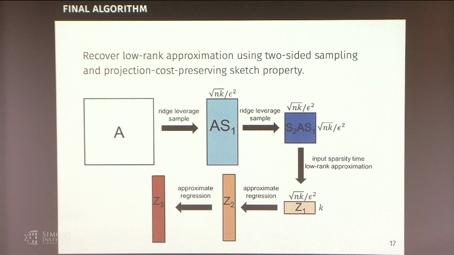First, use, say, an input sparsity time method to get a good low rank approximation of this submatrix. Note that the submatrix has at most n times k entries. So if I apply an input sparsity time method, my runtime is roughly n times k, with some poly epsilon factors. And then using standard technology, I can use this low rank approximation along with that projection cost preserving sketch guarantee to find a low rank span that well reconstructs AS1, and then in turn find a low rank span that well reconstructs A.